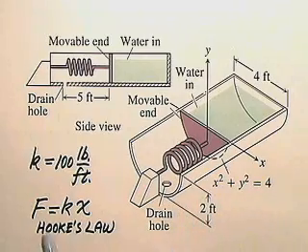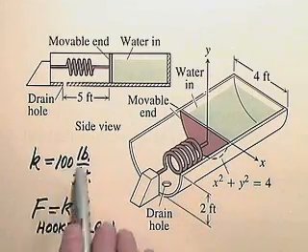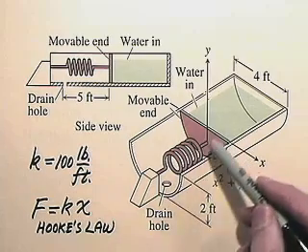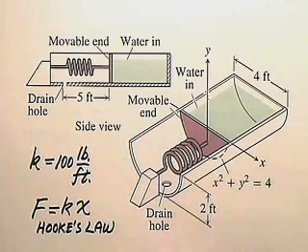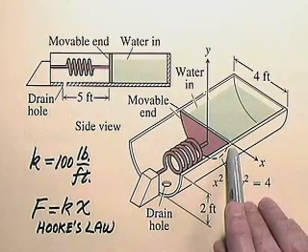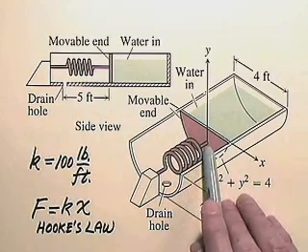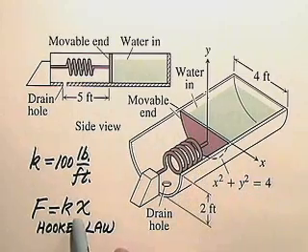Here's the drain hole. Our spring constant K is 100 pounds per foot. And remember, Hooke's law is force equals constant times x, where x is the displacement. Of course, our displacement is the amount we move in this direction. Now, notice what we're going to have to compute. When the depth is at height h, we can calculate the force on the plate, and then using this equation, figure out what the displacement of the plate will be when the depth of the water is h.